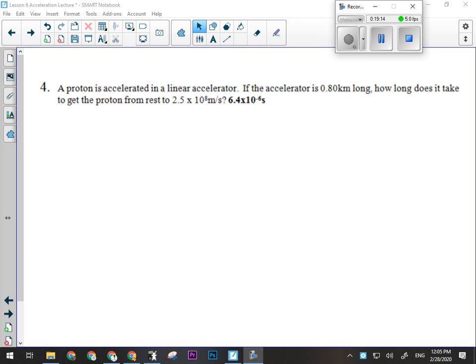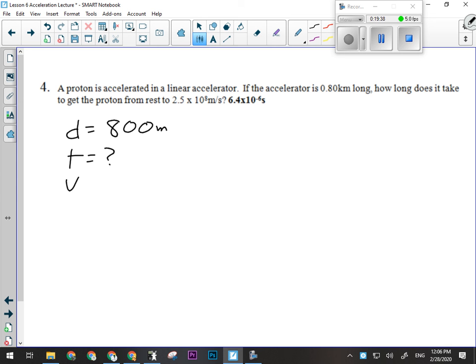Looking at number 4 here, guys. I have a proton that's accelerated in a linear accelerator. So this would be like the Large Hadron Collider that they use to make the Higgs boson. It's accelerated in this accelerator, and the accelerator is 800 meters long. So the distance over which it is being accelerated is 800 meters. How long does it take? So we're looking for the time to get from rest to 2.5 times 10 to the 8 meters per second.